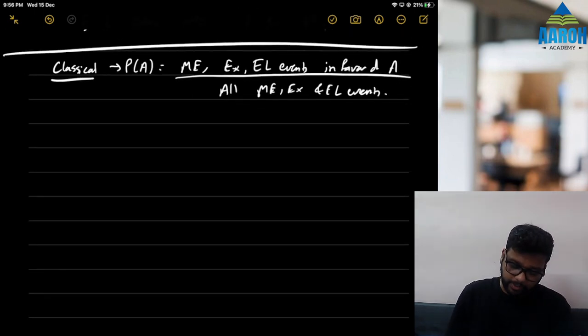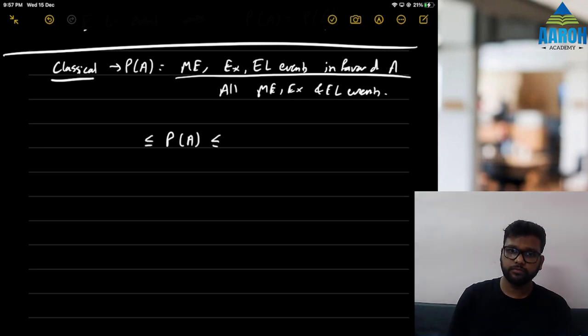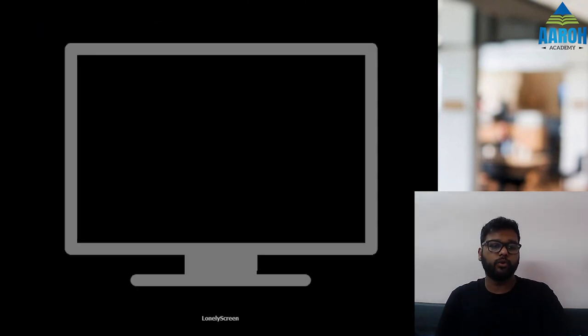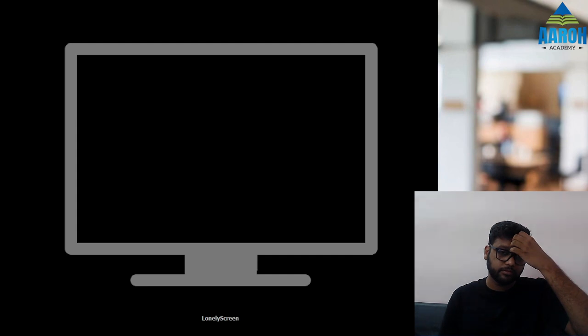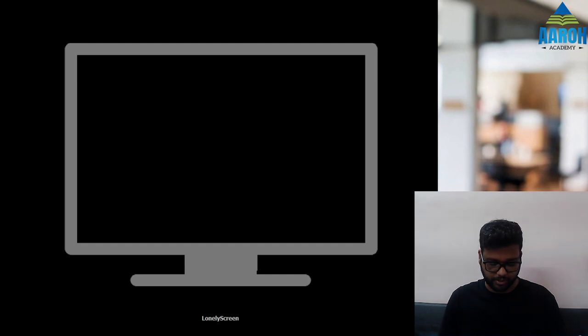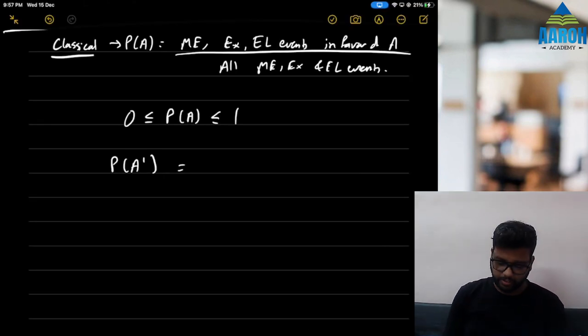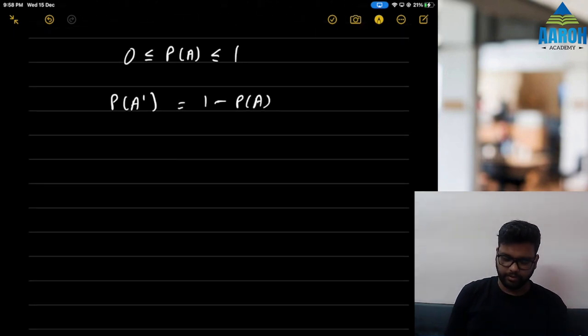Fine. Probability will always lie between which two values? 0 and 1. Fine. If we want to calculate probability of an event not happening, P of A dash, what should that be? Okay, the screen is not updating, but I'll refresh it. But what is probability of A dash? 1 minus P of A. Correct. That is correct. Okay.